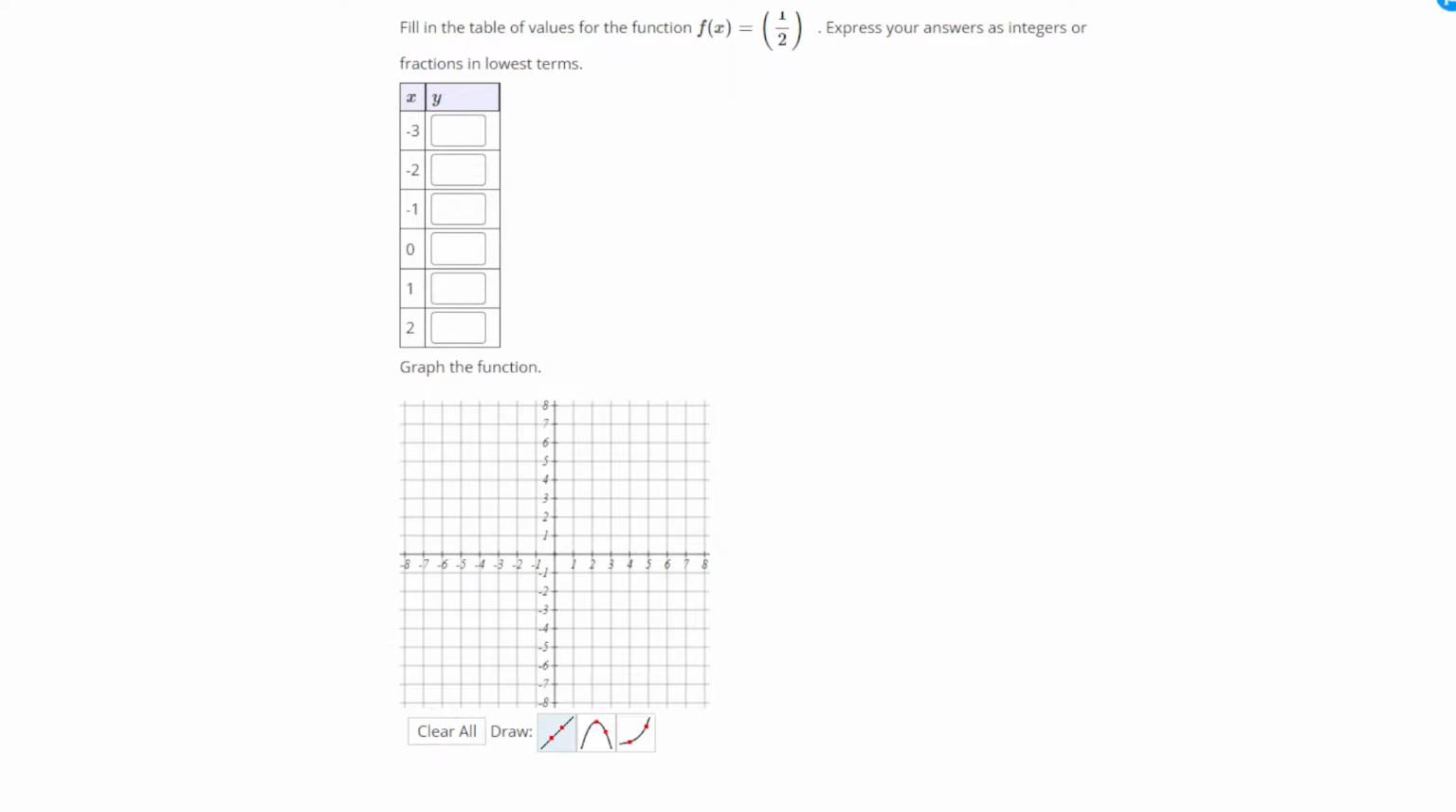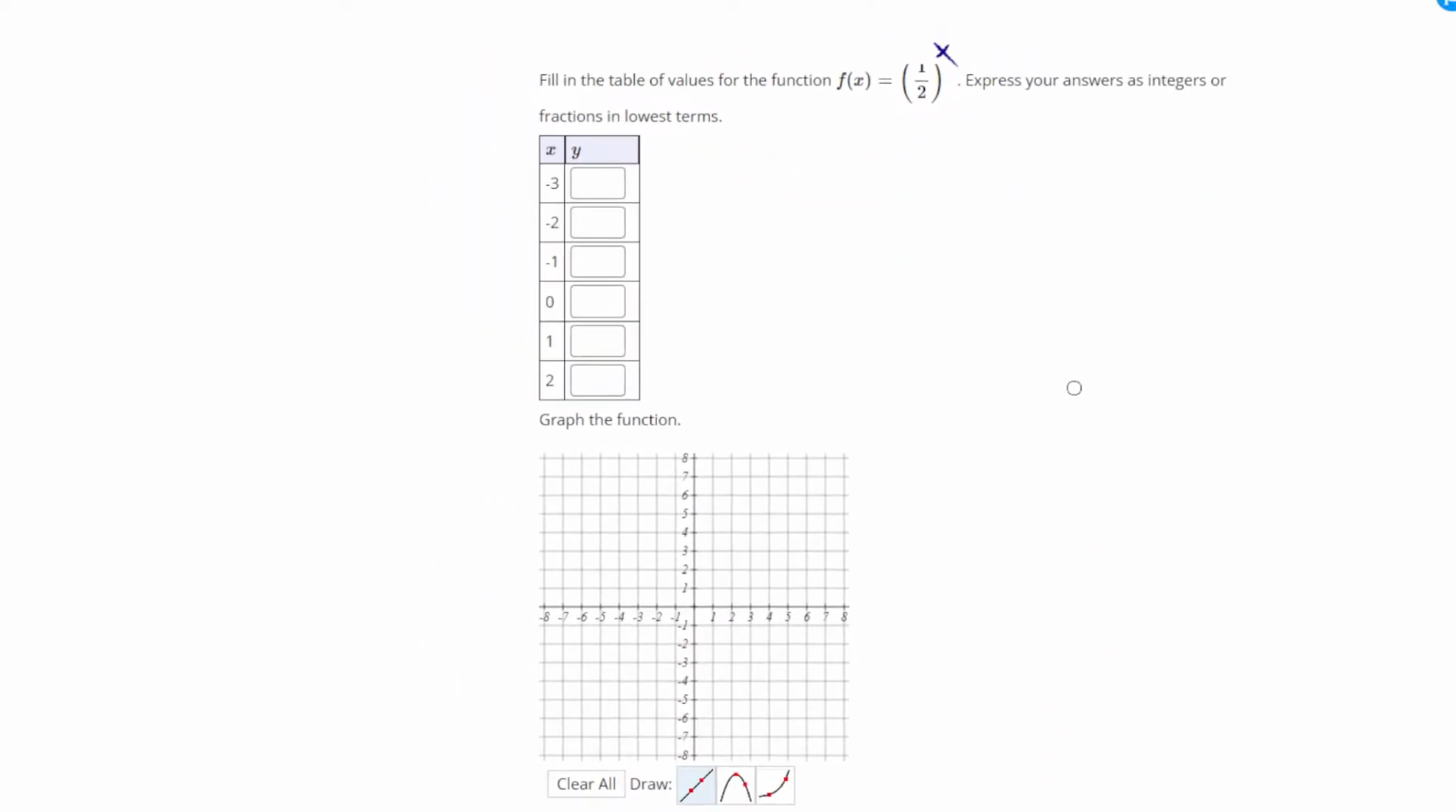This one has a fraction, so we're doing fill in the table of values for the function f of x equals 1/2 to the x. I cut that off accidentally. Express your answer as integers or fractions in the lowest terms. So this one's a little bit trickier.